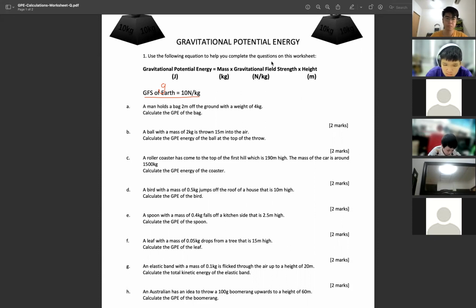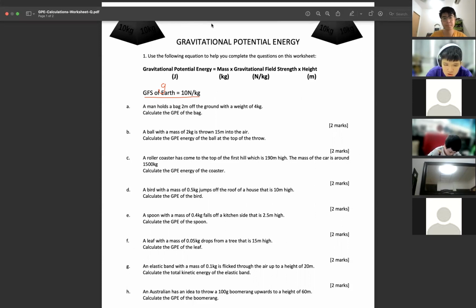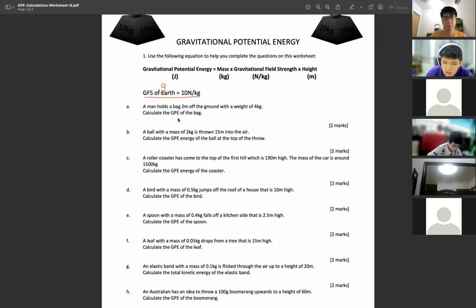Teacher, for question A, he said calculate the GFS, but it did not give us the GPE, right? GPE is the gravitational potential energy. Sometimes we just call it potential energy. But here in this document, you see a lot of GPE is the same as the potential energy.